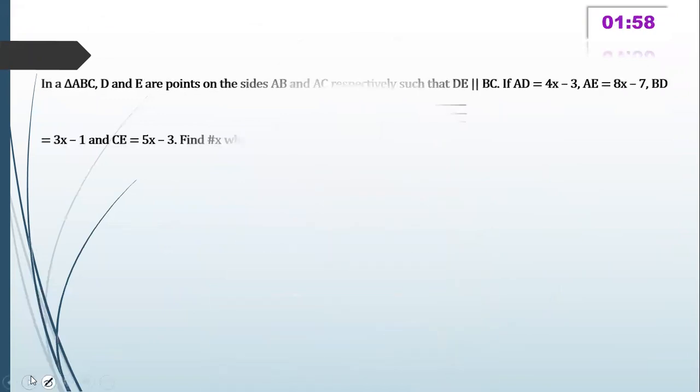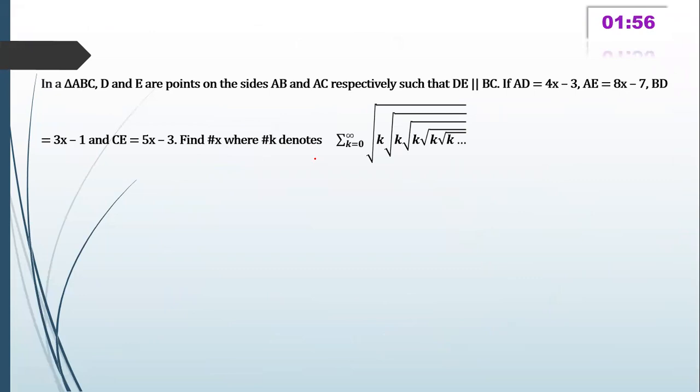Next timer already started, so this is the next problem. This was given as homework also, so doubt will be cleared automatically. And the hint is, this problem is based on Thales theorem or basic proportionality theorem. Try to do it. Your time already started, so utilize the remaining time.